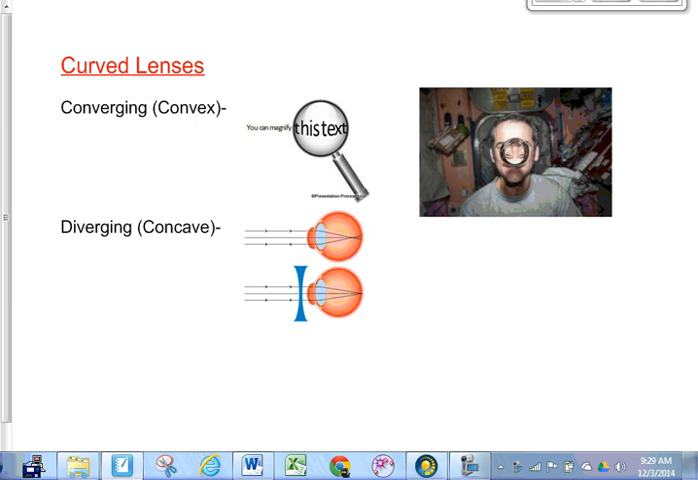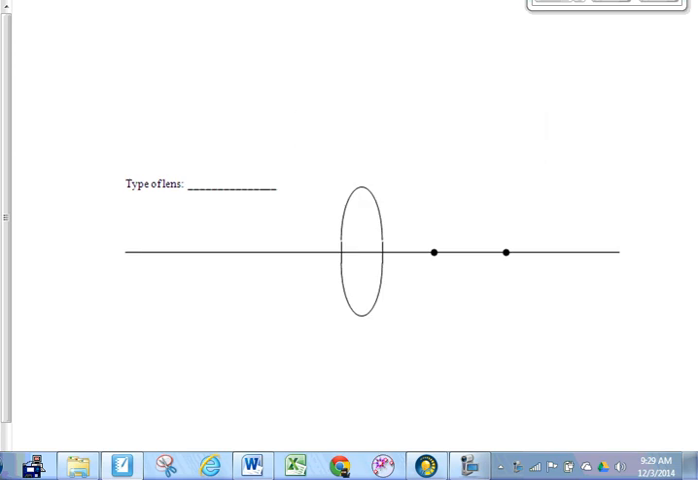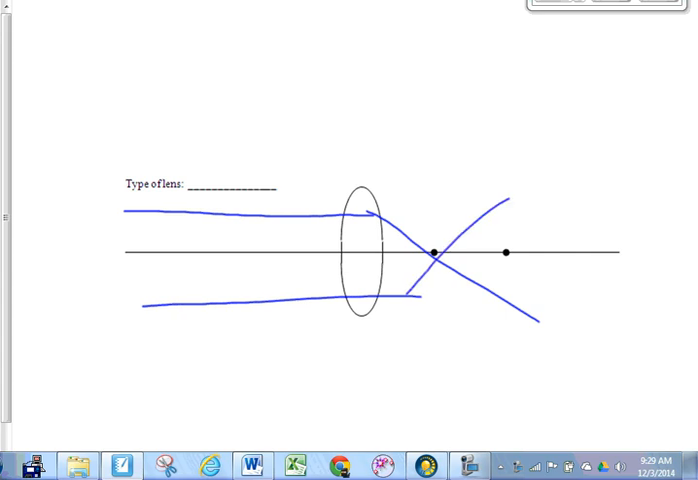There are two general kinds of lenses. The first one we call a convex lens. A convex lens is also known as a converging lens. Converging because, as we said yesterday, light rays converge. Light rays come together at a place that we call the focal point.